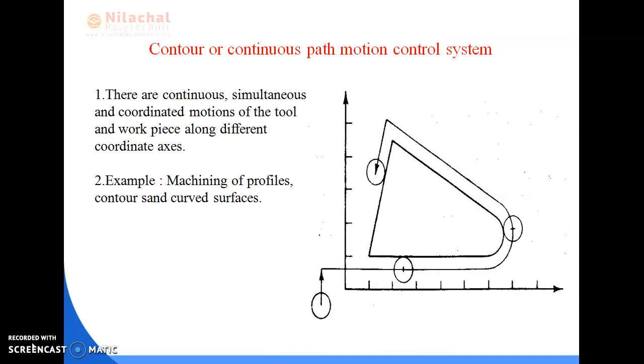Then contour or continuous path motion control system. There is continuous or simultaneous and coordinated motion of the tool and workpiece along different coordinate axes. Means here the tool can continuously move from one point to another point, whether that is a straight line or a contour path. Once we start, then up to the end point we can cut the workpiece continuously, or the machining work will be performed continuously. This is used in operations like machining of profiles, contours and curved surfaces.